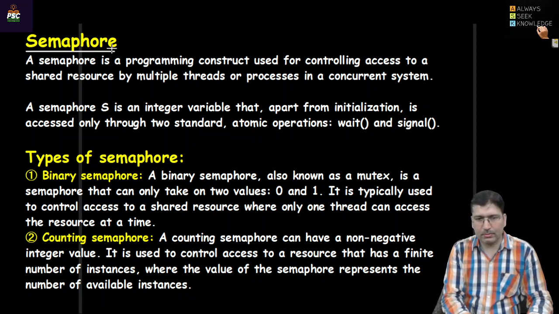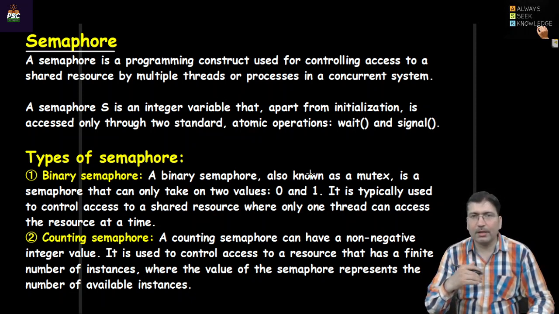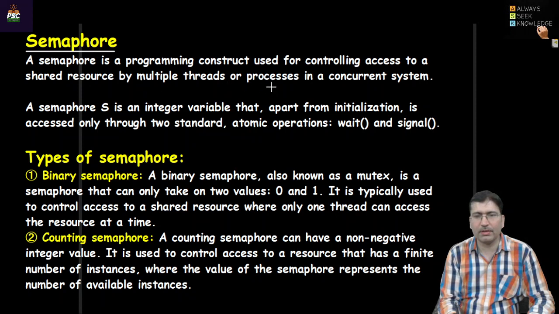So the meaning is we use semaphores and mutex when we intend to synchronize two or more processes, right? A semaphore is a programming construct used for controlling access to a shared resource by multiple threads or processes in a concurrent system. So that is the meaning of synchronization only.